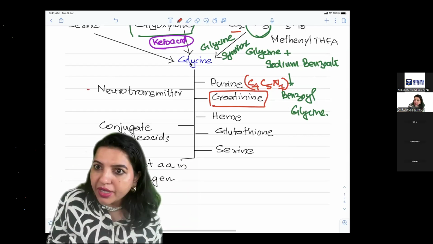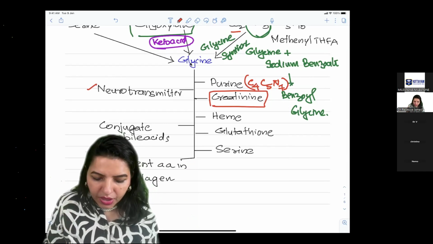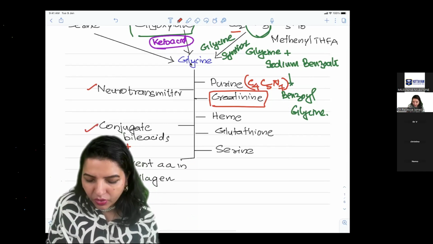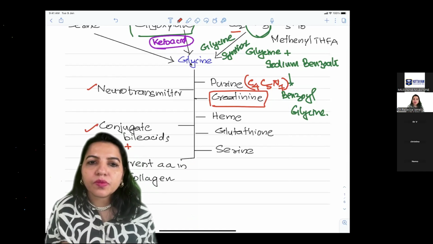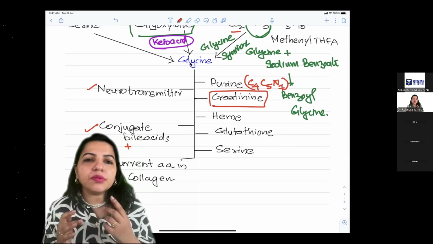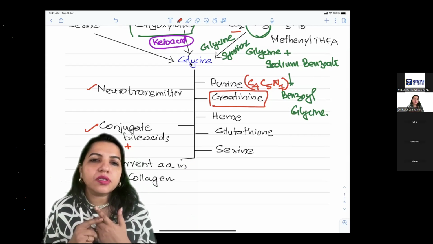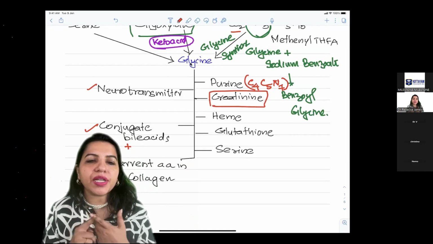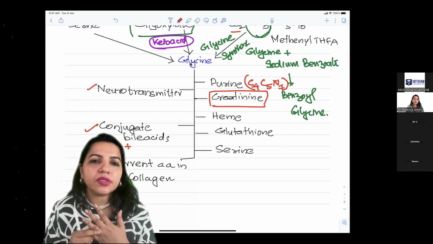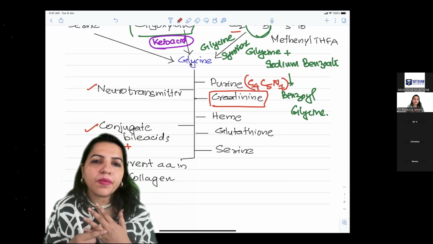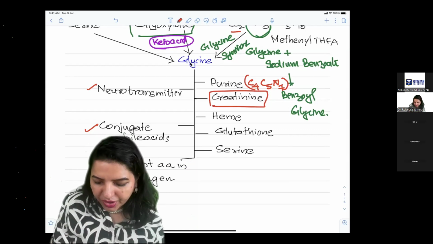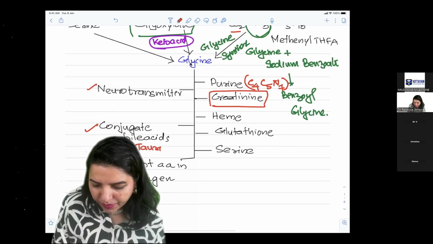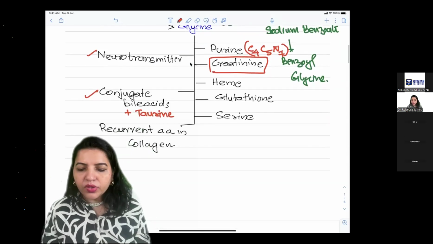Then it is a neurotransmitter. You know, glycine is a neurotransmitter. Then it can conjugate bile acid. With whom? Glycine plus? Someone we just studied. Who can conjugate bile acid along with glycine? Yes, taurine. Taurine. Okay, so that is about glycine.